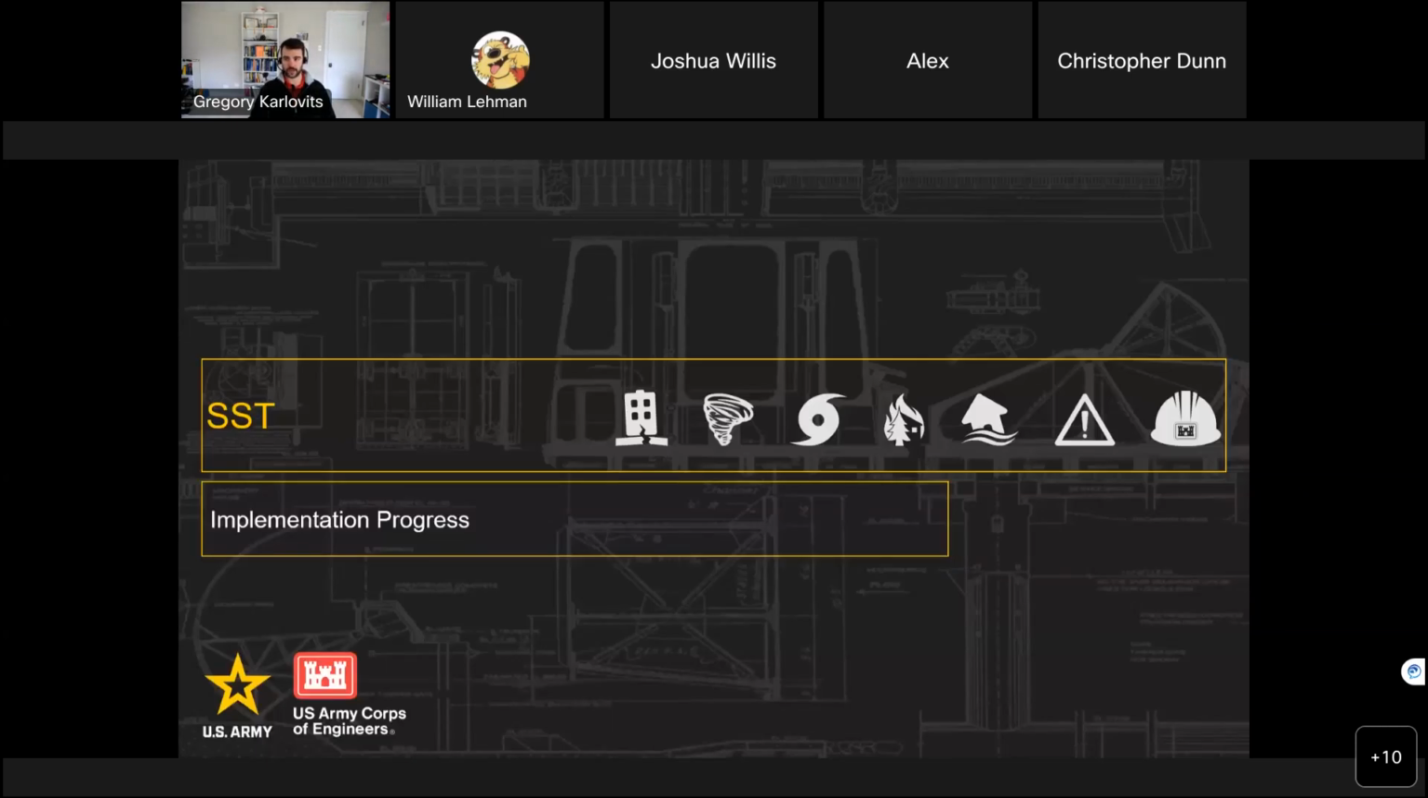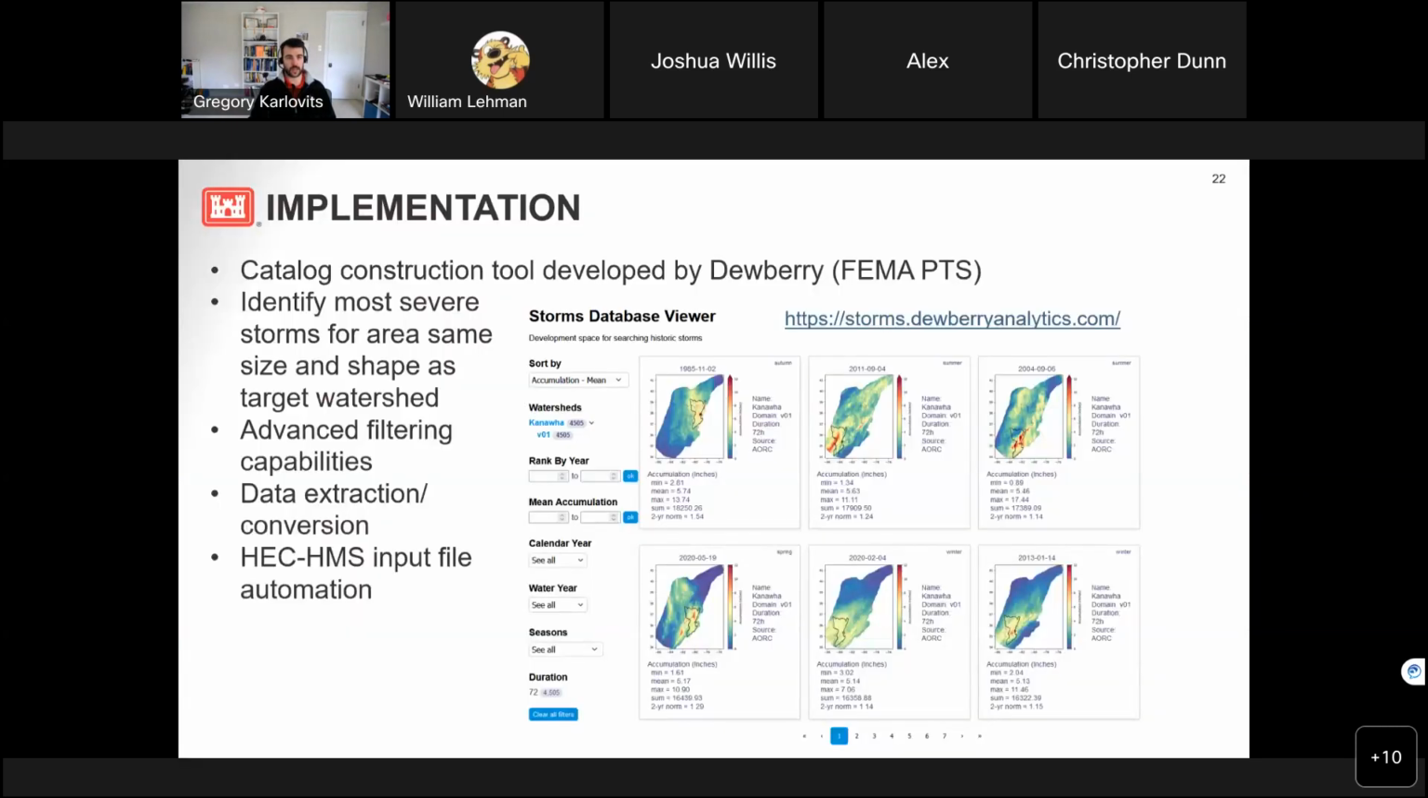So let's talk about how we're getting this into tools so people can use it. The first thing I mentioned, the Storm Sniffer 2000, that's the kind of halfway joke, but sort of serious name that was given to the tool developed by Dewberry, who's a FEMA PTS contractor. It's got a web interface, so later you can go click on this link and you can see what we're doing with some of our studies that are going on right now. But the goal is to be able to identify the most severe storms for our target watersheds. So it takes an input of our target watershed and our transposition domain for that target watershed, and it helps us identify which are the most severe storms.